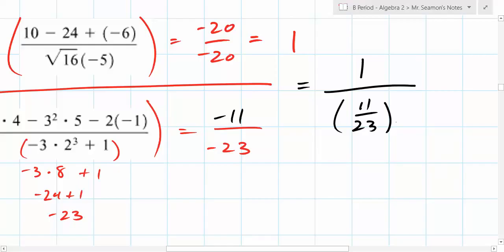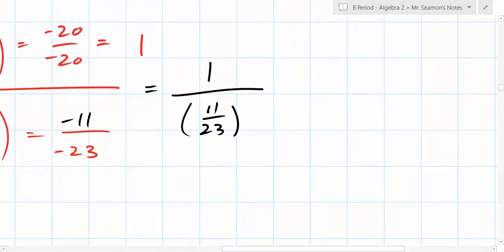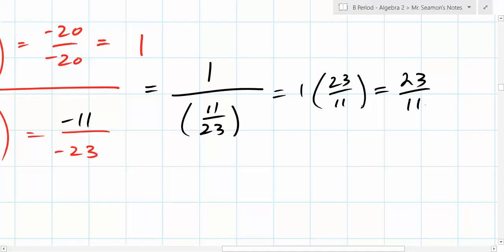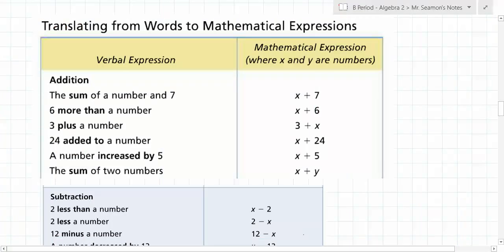When you divide by a fraction, that's the same thing as what? Multiplying by the reciprocal. So this is equal to 1 times 23 over 11. So what is that? 23 over 11.